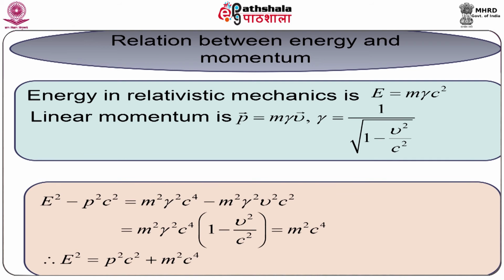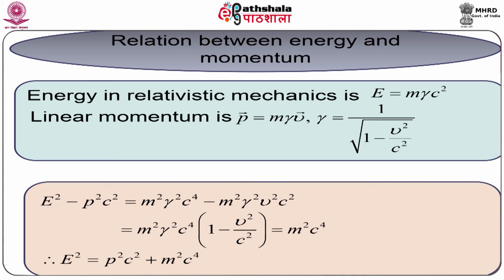Let us obtain the relation between energy and momentum. Energy in relativistic mechanics is given by capital E equal to m gamma c square, whereas linear momentum in relativistic mechanics is p vector equal to m gamma v vector. Gamma is of the form like this.